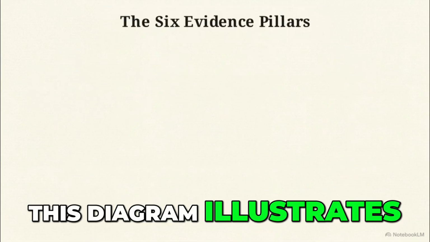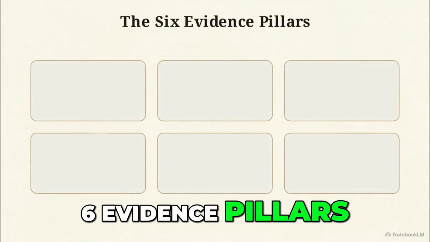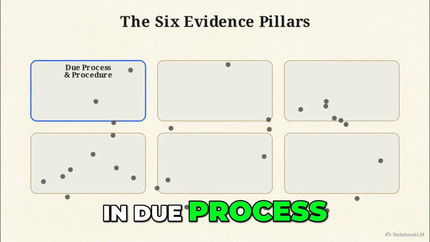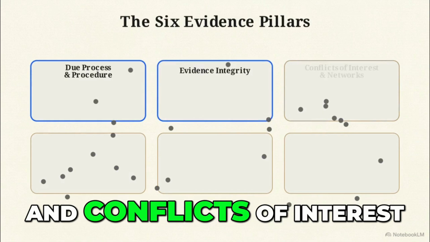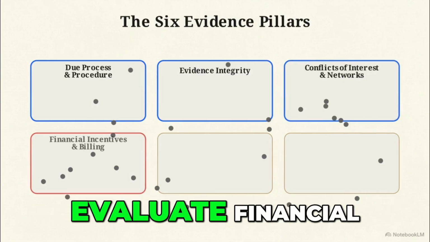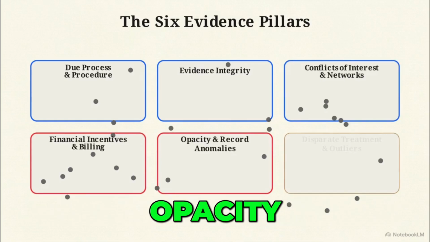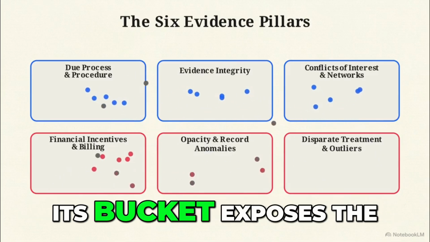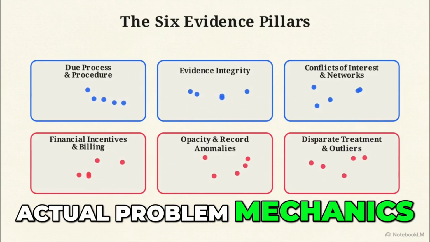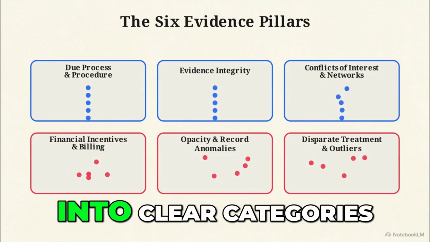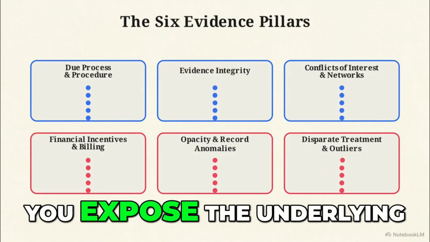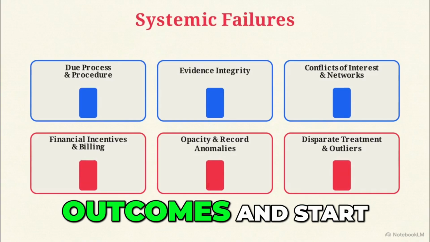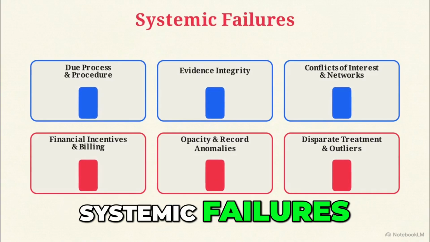This diagram illustrates the 6 evidence pillars. Step 2 is reviewing your timeline for anomalies in due process, evidence integrity, and conflicts of interest. Next, evaluate financial incentives, opacity, and disparate treatment. Tagging each anomaly into its bucket exposes the actual problem mechanics. By sorting these events into clear categories, you expose the underlying court breakdown. You stop arguing bad outcomes and start demonstrating systemic failures.